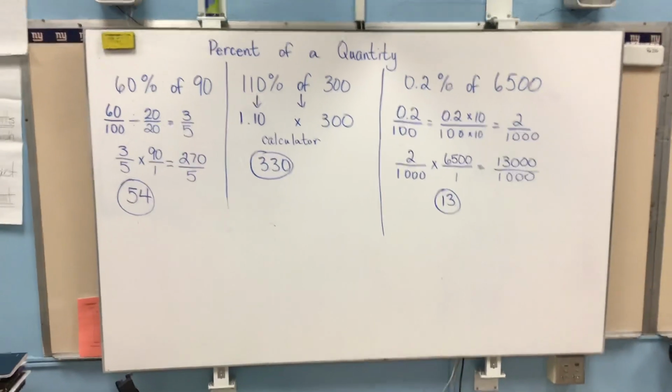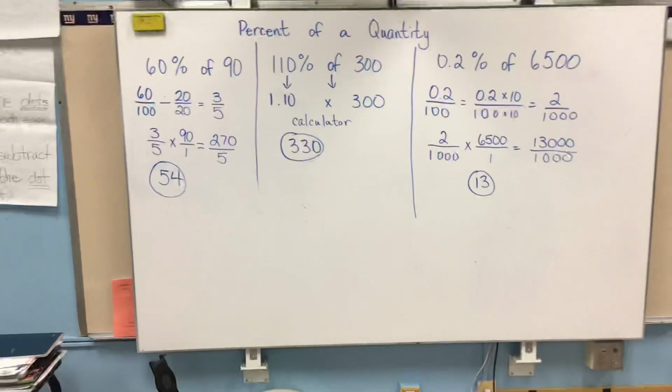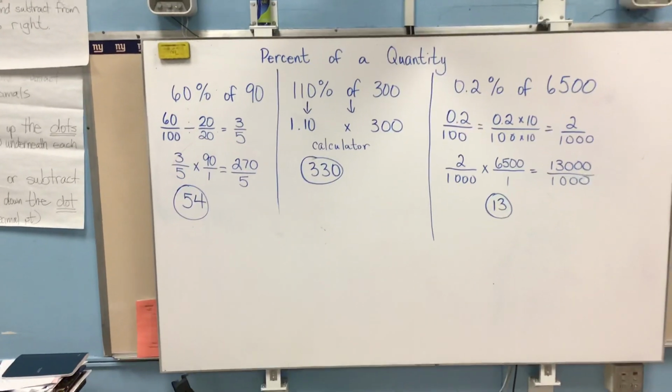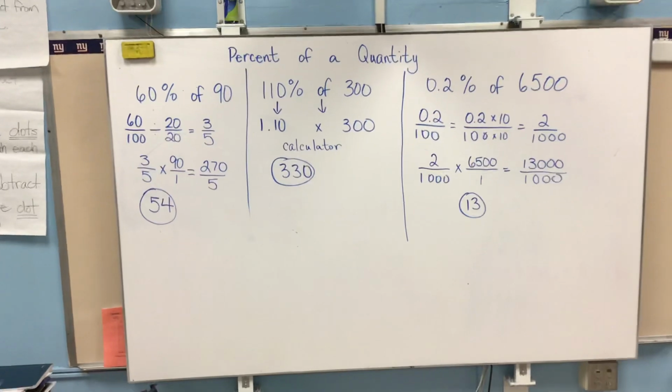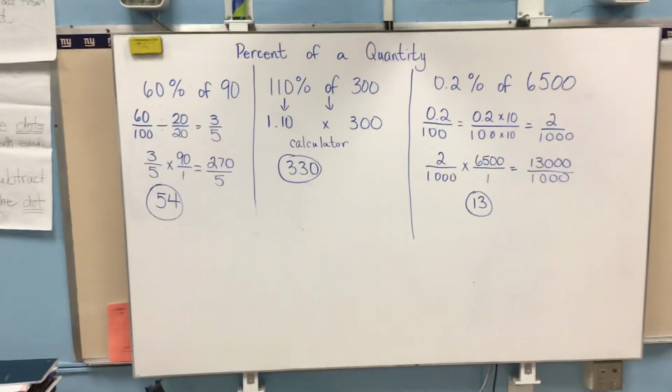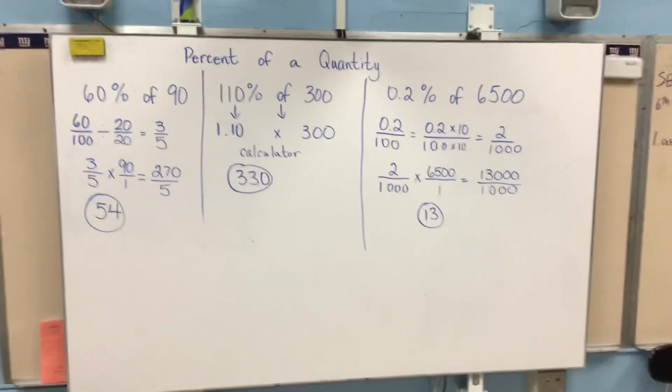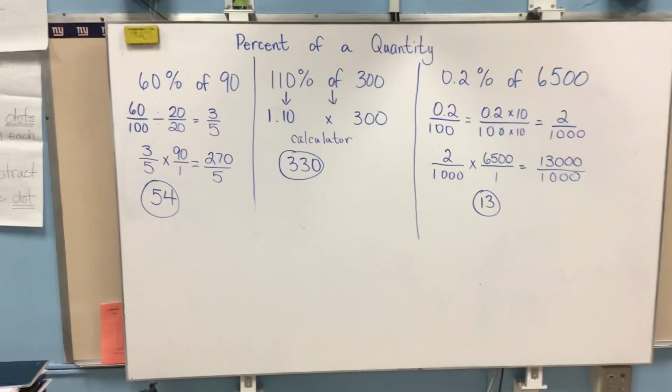So I changed that to a ratio of a number to 100. So that's going to be 60 to 100. And then I simplify that ratio. I know the greatest common factor for 60 and 100 is 20. And I simplify that ratio to 3 over 5.